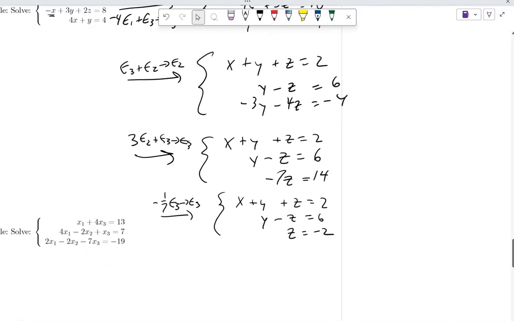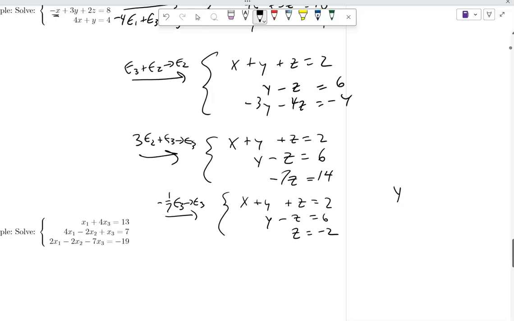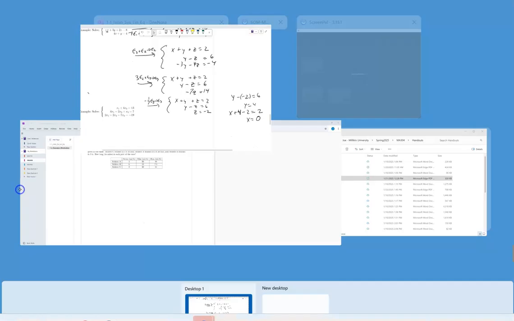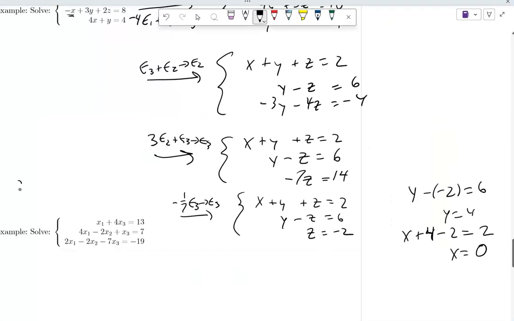So when you do your back substitution, y minus negative 2 equals 6, so your y will be 4. And then your x plus 4 minus 2, so 4, equals 2, and so your x looks like it's 0. So if we write our solution then, our x, y, z will be 0, 4, negative 2.